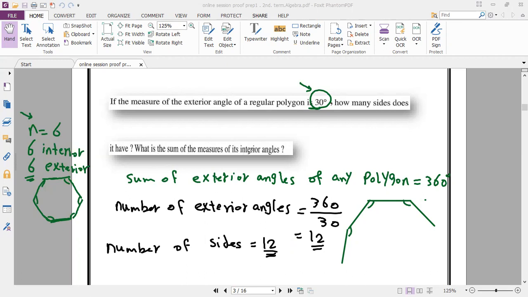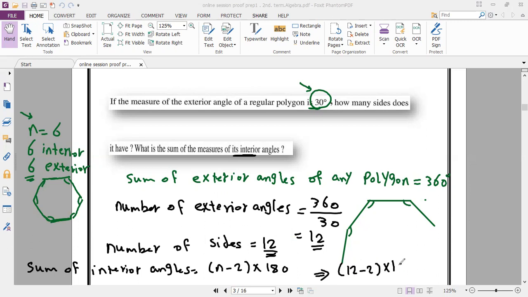And what is the sum of interior angles? We have a rule we deduced before. How can we find the sum of measures of its interior angles? You know, sum of sizes of interior angles for any polygon, if you remember, it's n minus 2 multiplied by 180. So n here is 12. So 12 minus 2 multiplied by 180. 12 minus 2 is 10. So 10 times 180 equals 1,800 degrees.